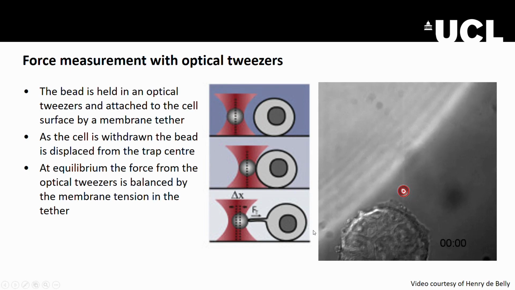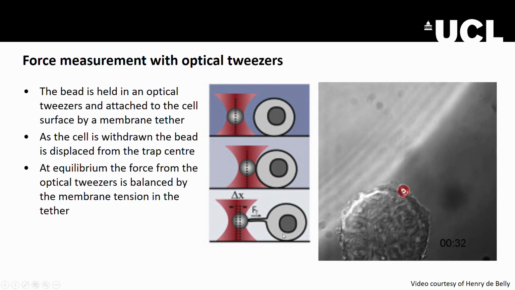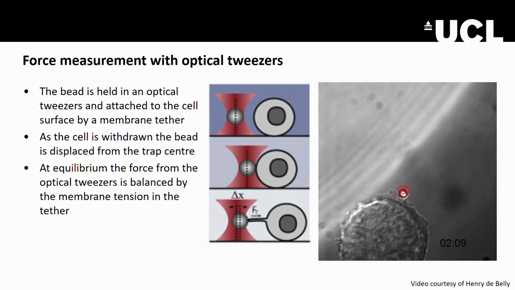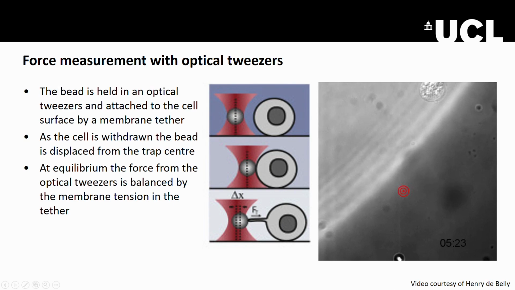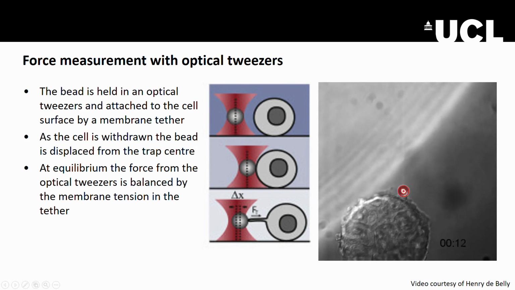Here we have a microscopic bead under the red dot there, and it's stuck onto a cell, a stem cell. And that cell is then pulled away, and there's a small, wispy membrane tether connecting the cell to the particle. Now, as you see, the particle is pulled out of the trap a small distance until it's completely lost.